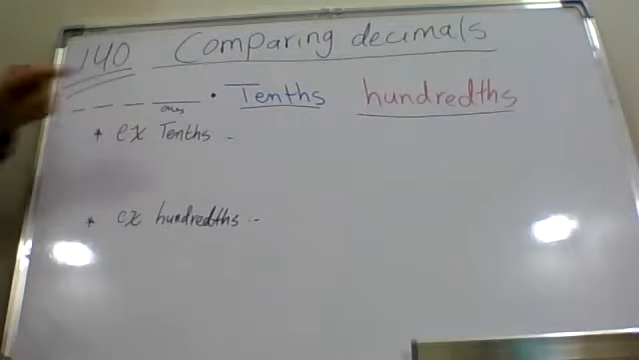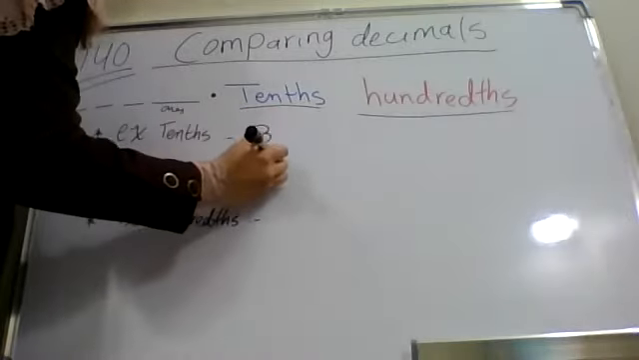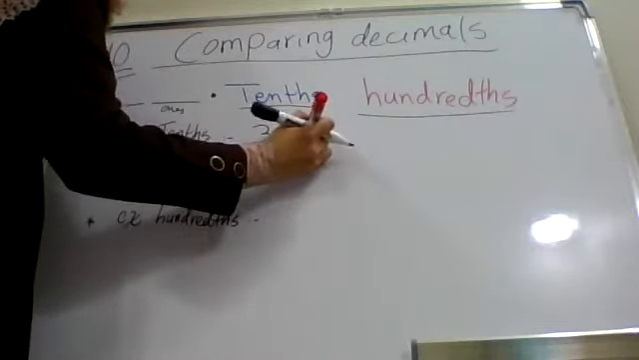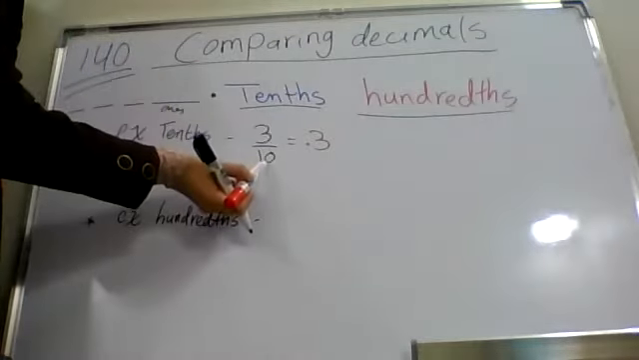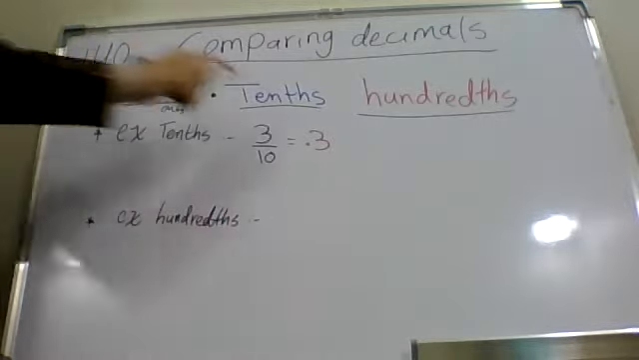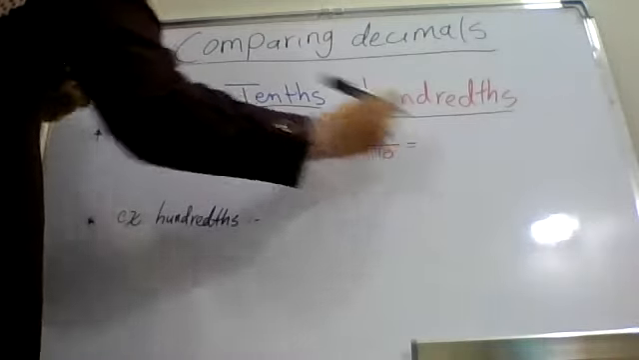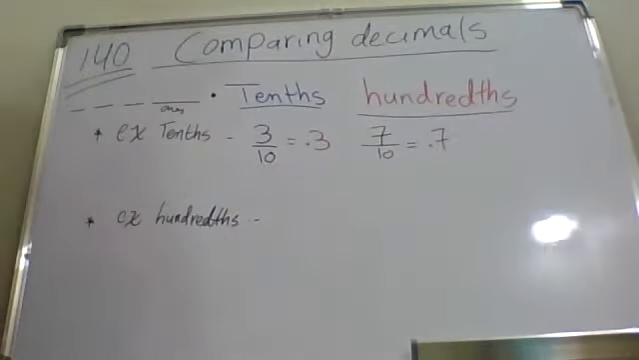Now, let's do some exercises on the tenths place, so I make sure that you understand what the tenths place is. We said that any number over 10, we call it the tenths, okay? So if I have 3 over 10, or 3 parts out of 10, I can write it as a decimal. It's equal to 0.3. I have one zero, so it's one place after the point. If I have 7 over 10, I'm talking about 0.7, so one place after the point.